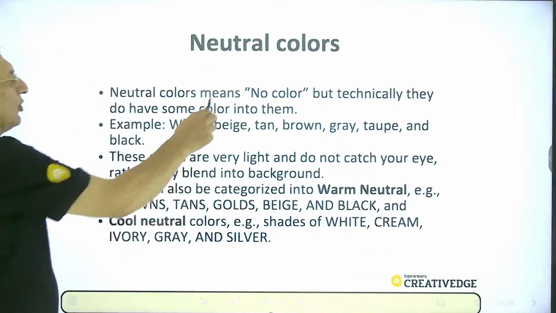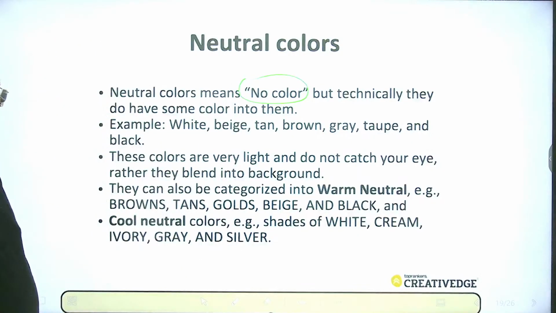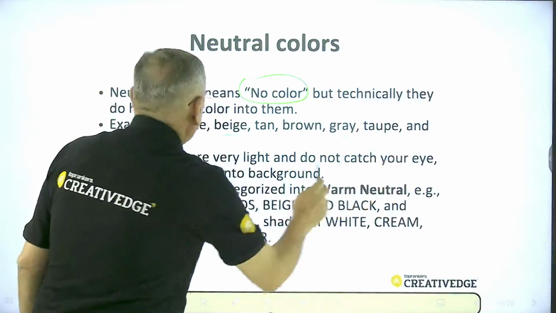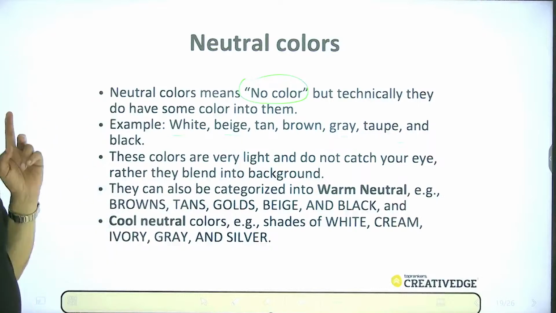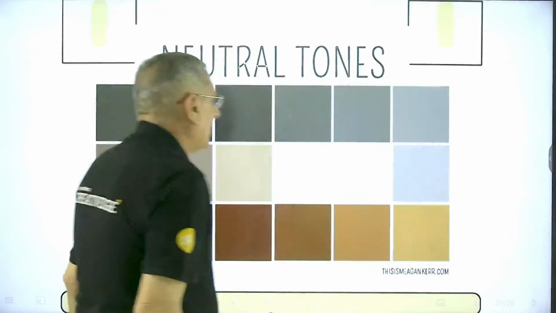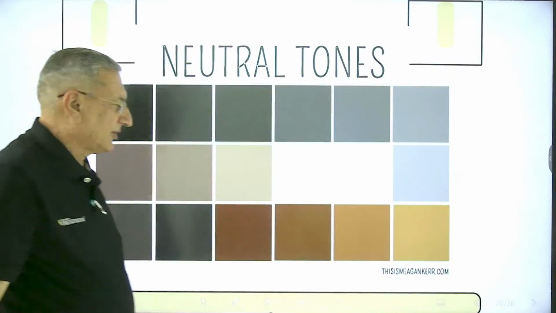Neutral color means no color, but technically they do have some color in them. For example, white, beige, tan, brown, gray, taupe, and black. These are all neutral colors. This is a chart which may give you the neutral colors at a glance.